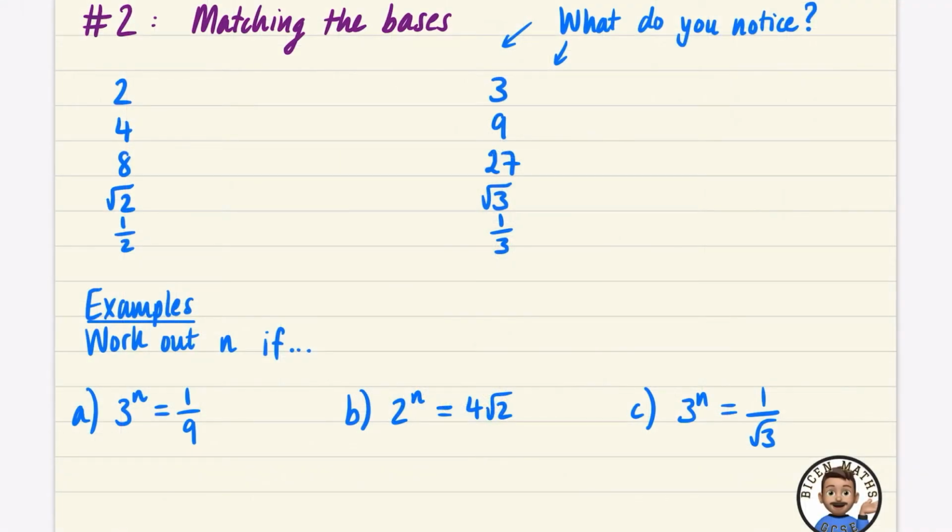Okay, in these final challenges, we're going to look at these really tricky questions. This is for if you're aiming for the very top grades here. We're going to be thinking about how you can make the bases match in a question.